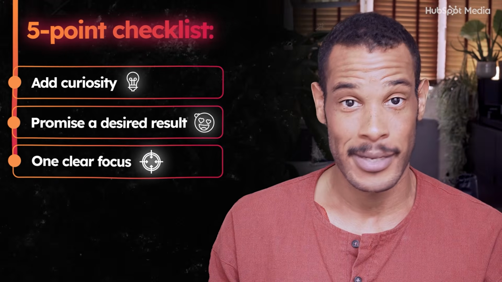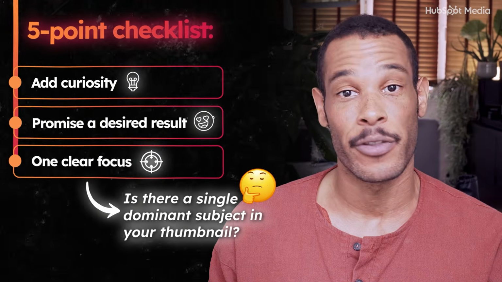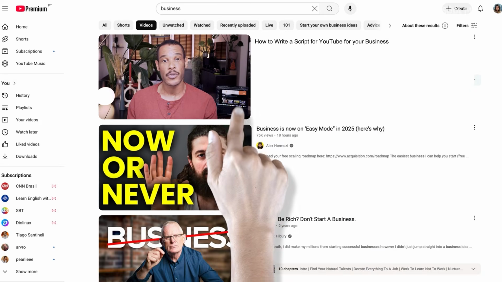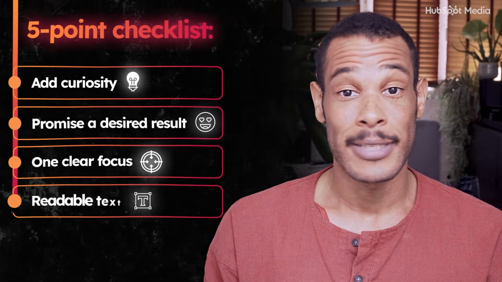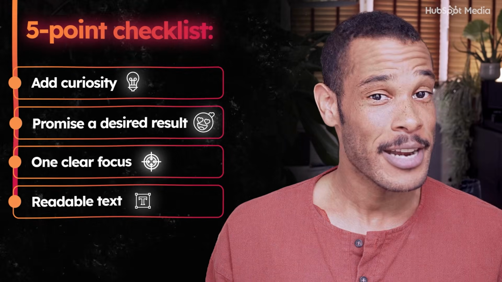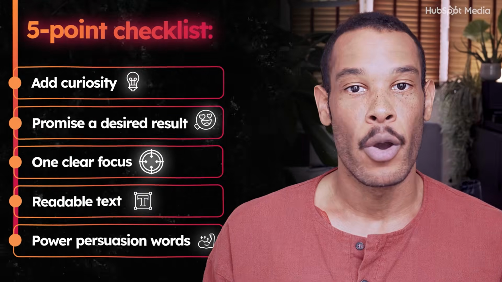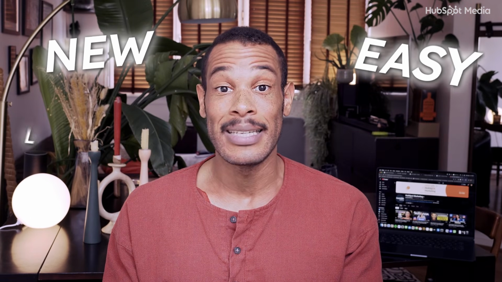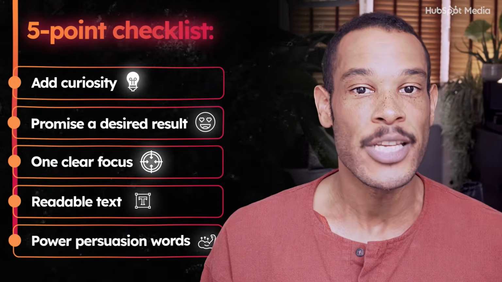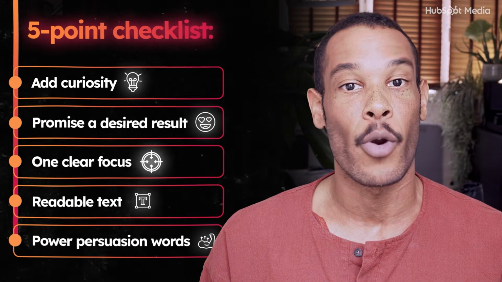One clear focus. Is there a single dominant subject in your thumbnail? If it's too chaotic, viewers will scroll right past. Readable text. Is your text bold, minimal, and easy to read at a glance? If they have to squint, they won't bother. And finally, power persuasion words. Are you using words like new, easy, latest, fast, or exclusive? These words instantly make your video feel more compelling.